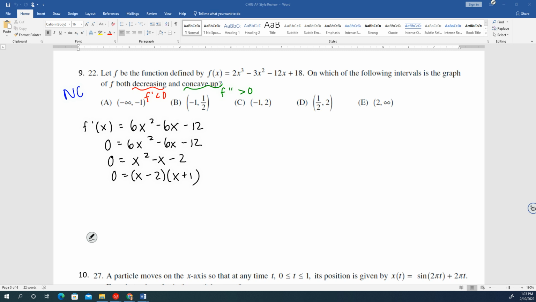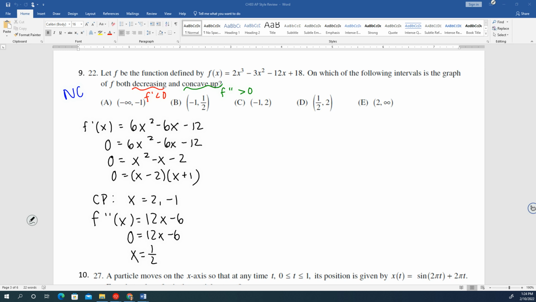Okay, so for our first derivative test, we have critical points at 2 and -1. Now I'm going to go ahead and find my second derivative while I'm doing my algebra here. 12x minus 6, and figure out where that's going to be equal to 0. That would be at 1/2.